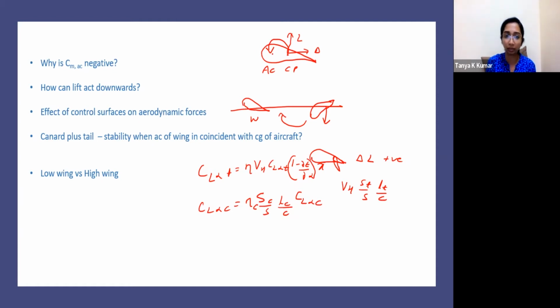Is this clear? So the overall effect, I believe, would be destabilizing due to the incorporation of this downwash effect on the tail. Is it clear? Can somebody confirm? The question was, if the wing has no effect on the stability of the overall aircraft, what would be the contribution of the canard and tail?